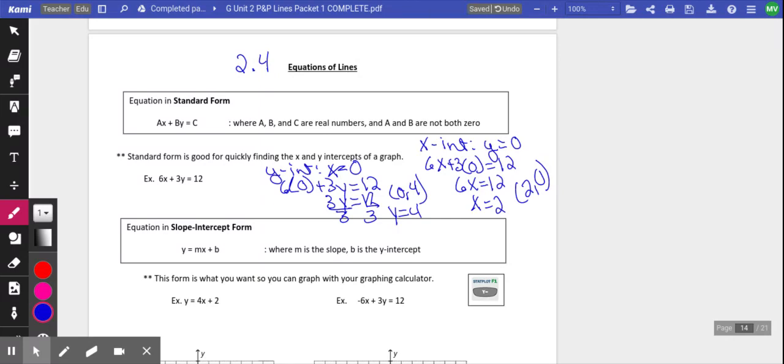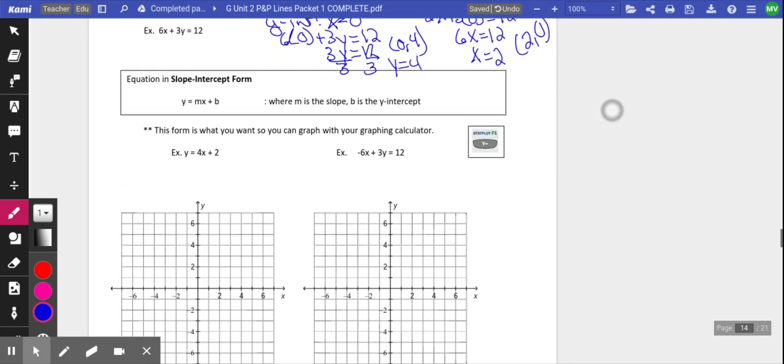Equation in slope-intercept form. That's y equals mx plus b. This is where m is the slope, b is y-intercept. This is how you want your equation for your calculator, which is what it says right down here. This is the form we should use for a calculator.